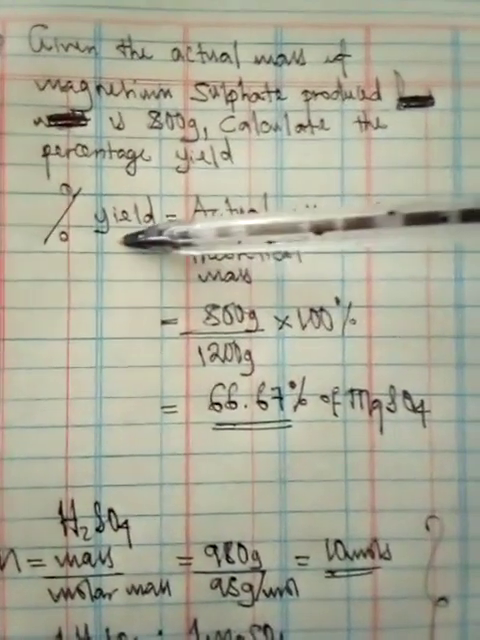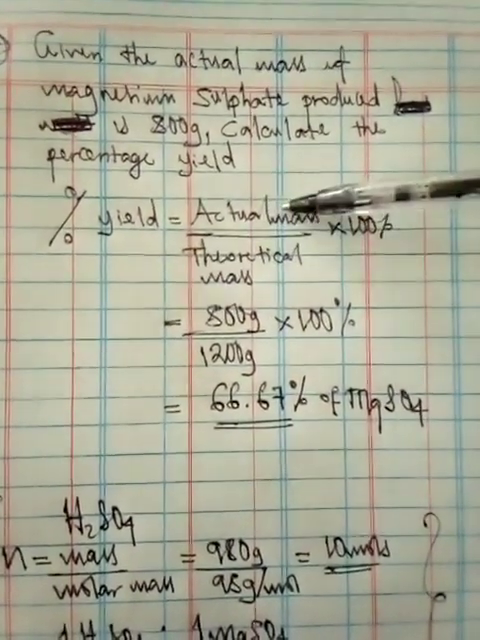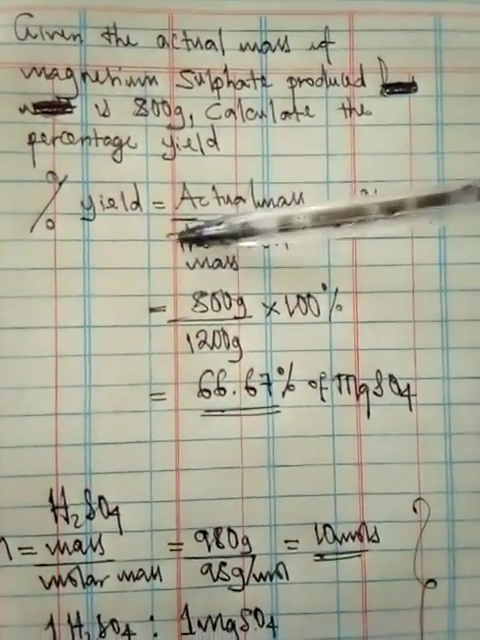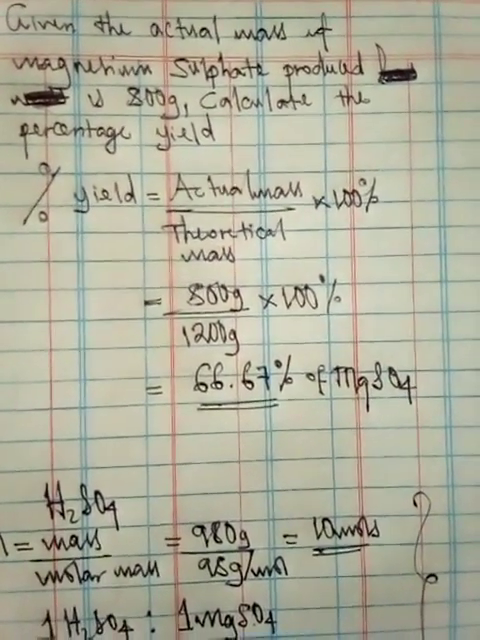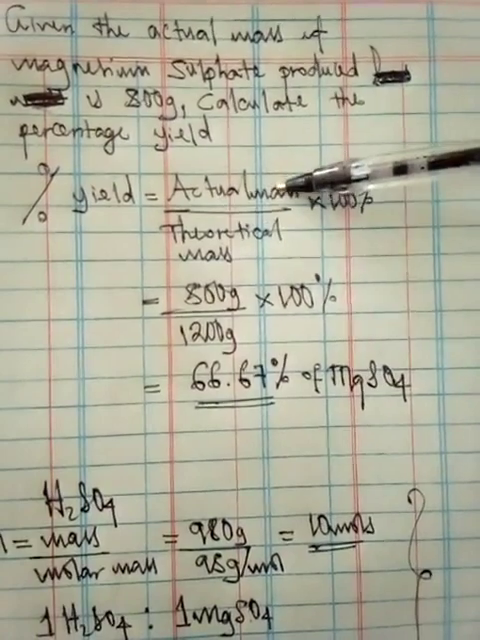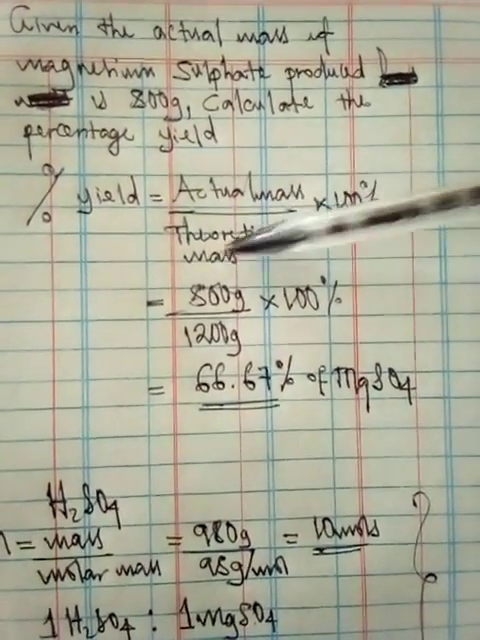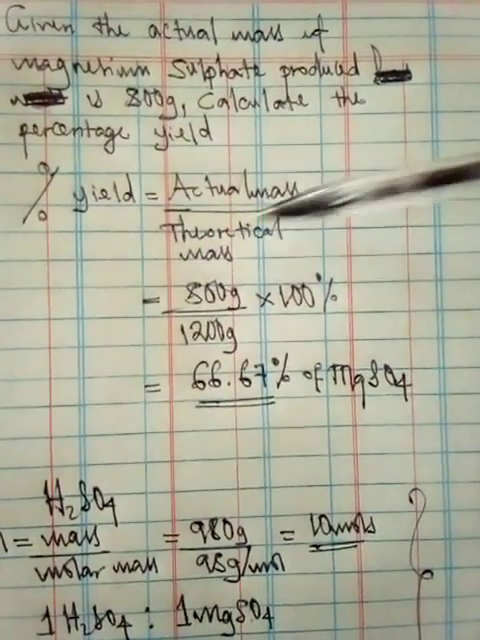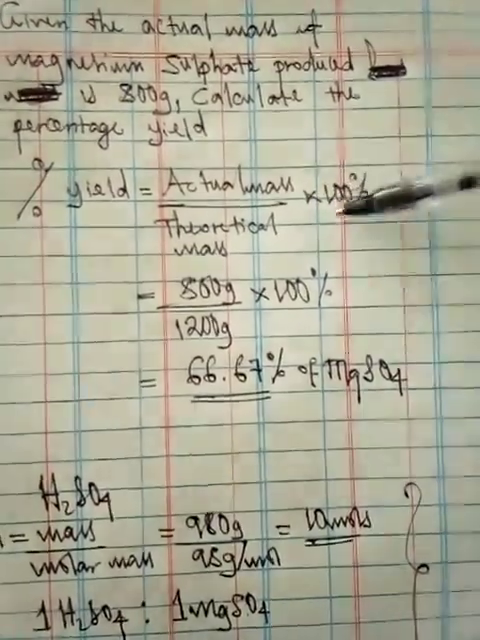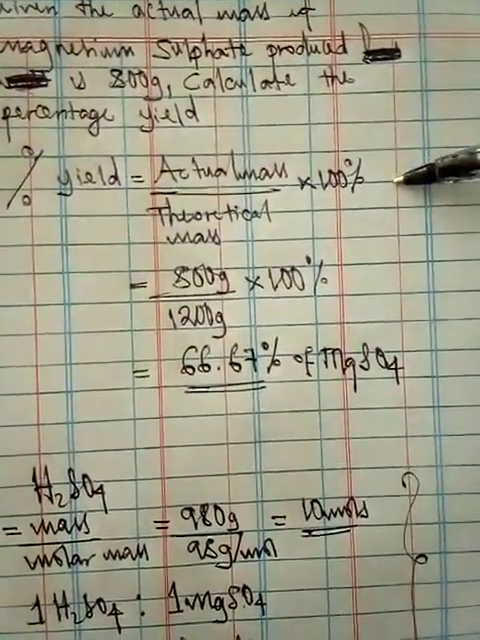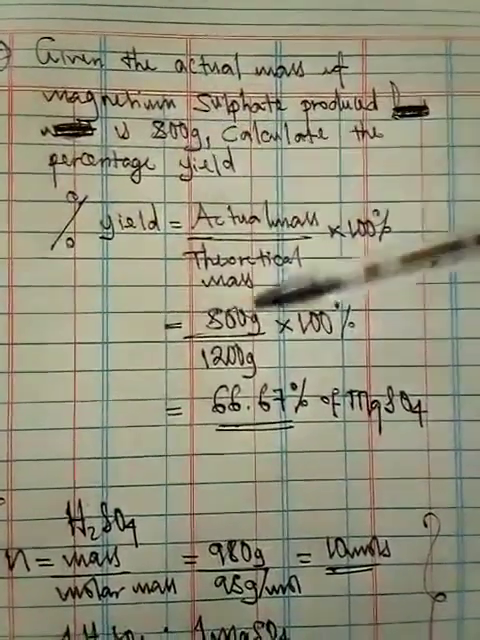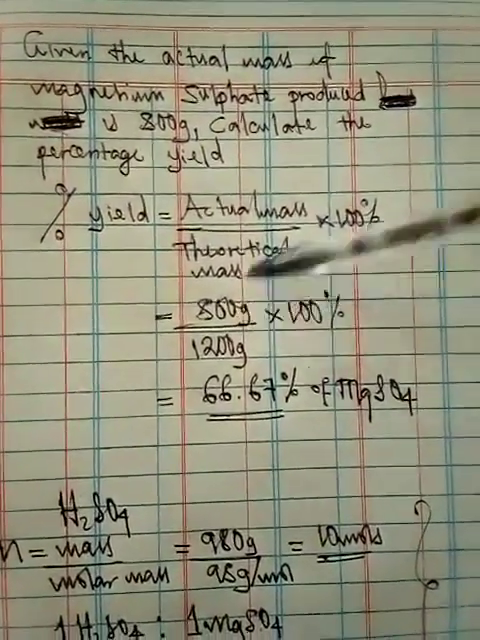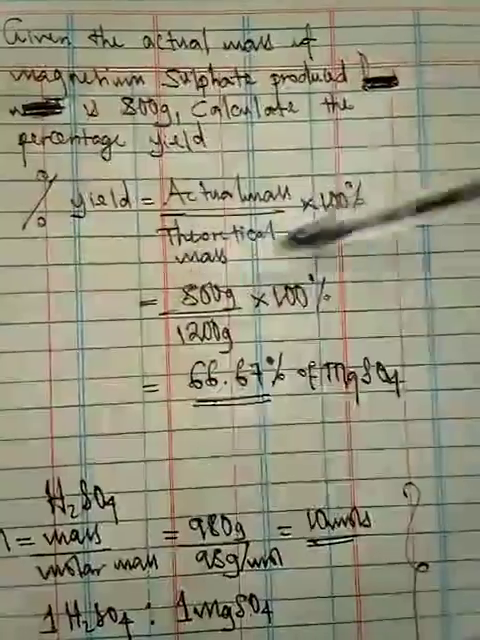Now, percentage yield is given by the formula actual mass or actual yield over theoretical mass or theoretical yield. Of course, this is going to be multiplied by 100%. We don't have a problem with the actual mass. It's 800 grams. But how can someone be able to determine the theoretical mass here?